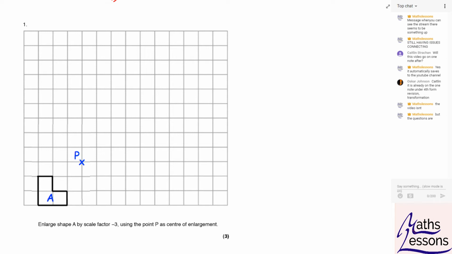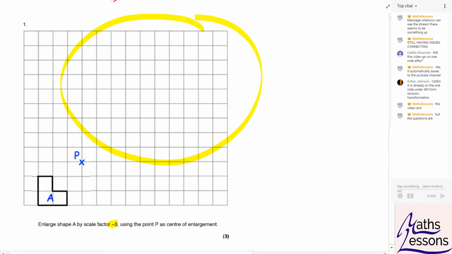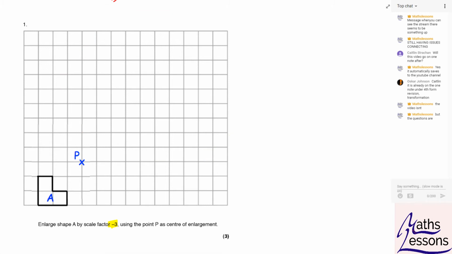Now, the trick with this one is a negative enlargement. That means the shape will need to be drawn on the other side of the point. So where do we draw it? Well, we can use our counting method. Let's just look at how we're going to move this point. Let me change the colour of those crosses so we can see. We're going 1, 2 down, make it a bit bigger, 1, 2 down, and then we're going to go 1 across that way.